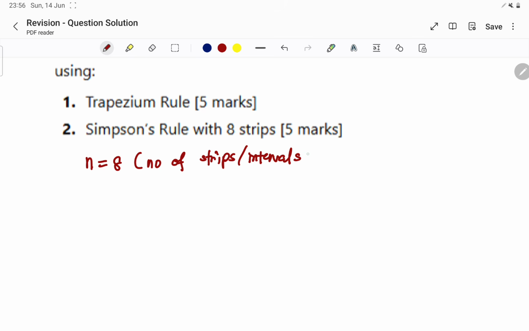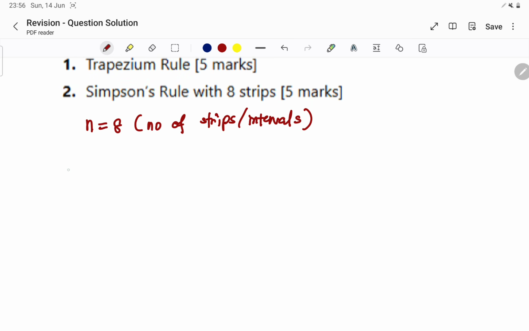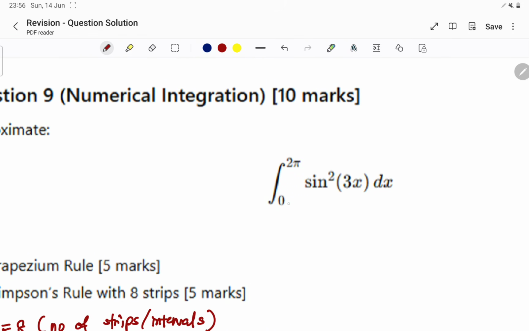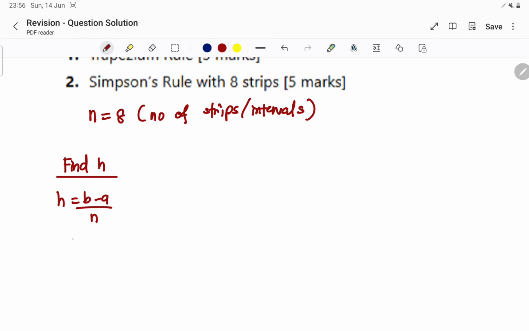Okay, now the first step, since they already give us the number of intervals, is to find h. The formula of h is b minus a divided by n. So from the integration limits, we already have a and b, where a is 0 and b is 2 pi. So 2 pi minus 0 divided by 8, you're going to get h equal to pi over 4.